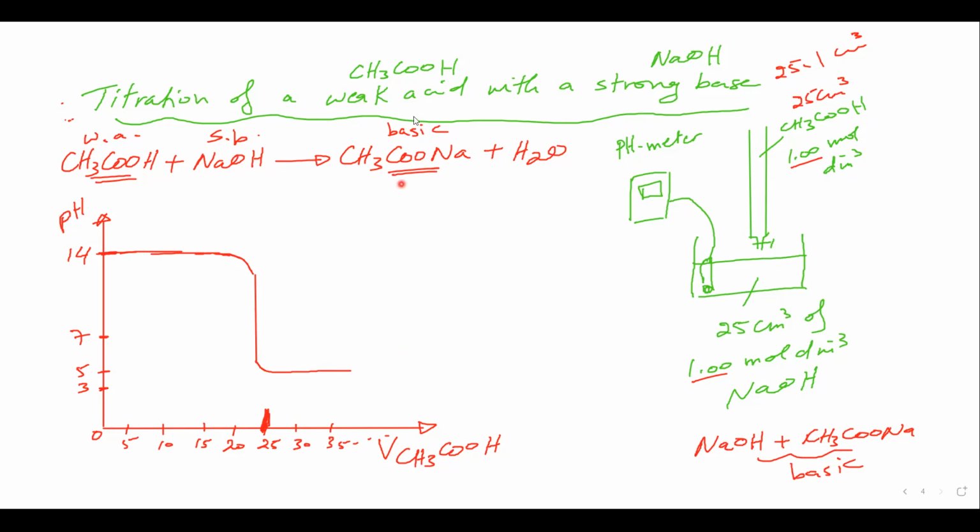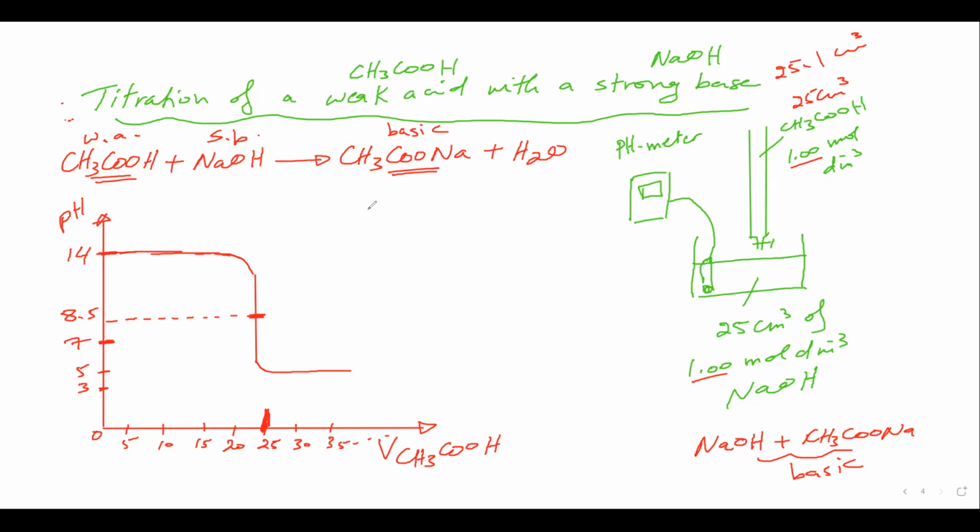And as we said yesterday, if you have a basic salt, this means that its pH will be higher than 7. And so we'll find that the end point here, or the equivalence point, will have a pH of about 8.5 or between 8 and 9. And let this be 7. I need to show that there is a difference.